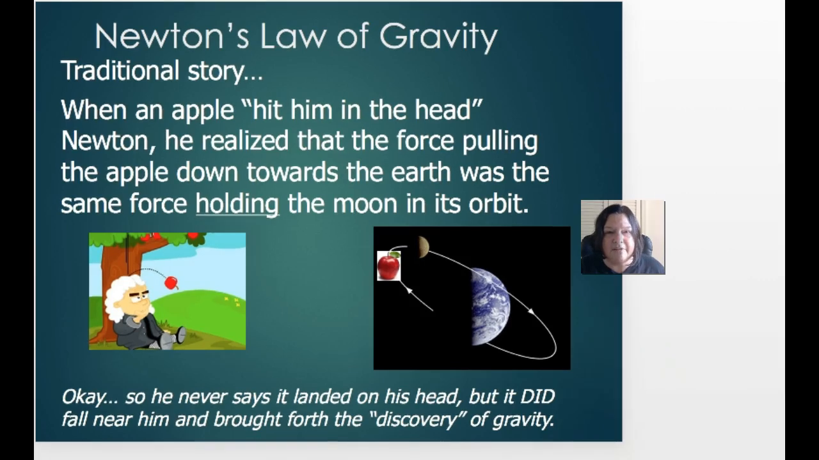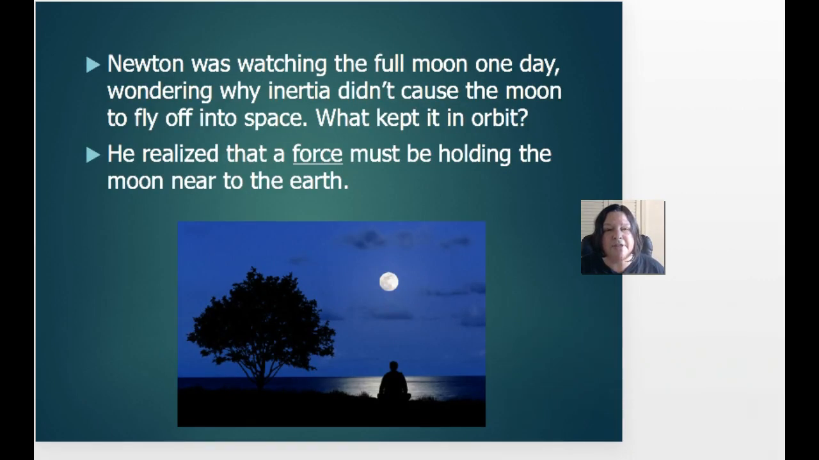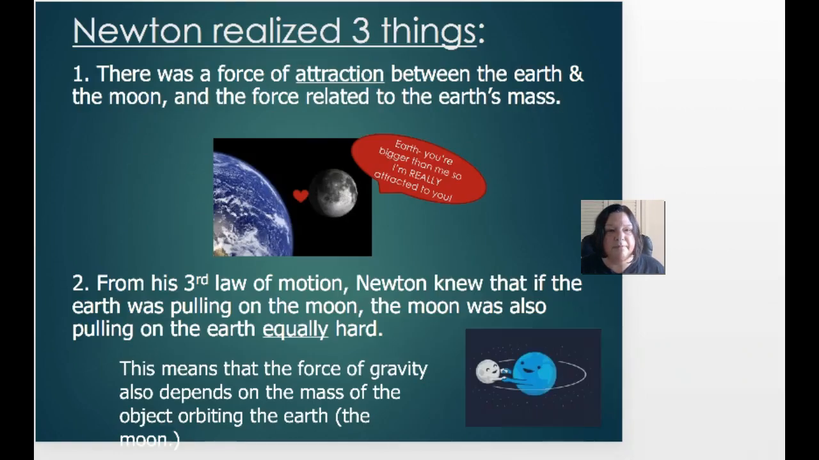He never said that the apple landed on his head, by the way, but there is documentation. He did say he saw an apple fall, and then he wondered why the moon was being held to the earth. So this is the full moon. He was wondering why the inertia didn't cause the moon to fly off into space. So he realized that a force must be holding it.